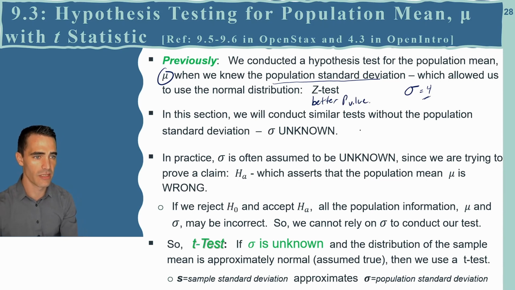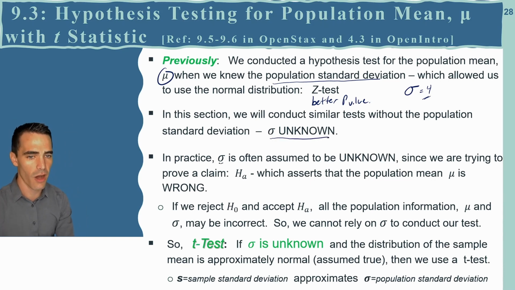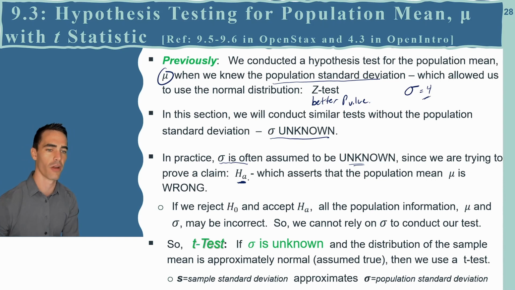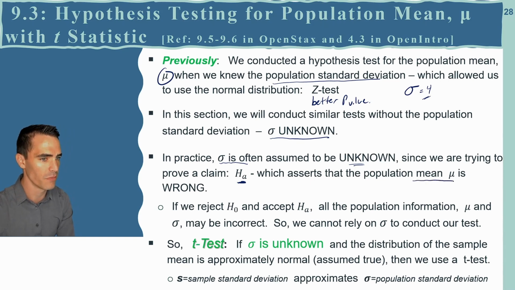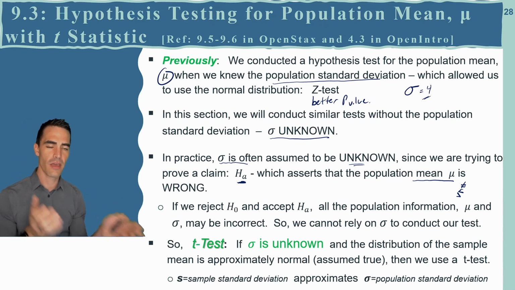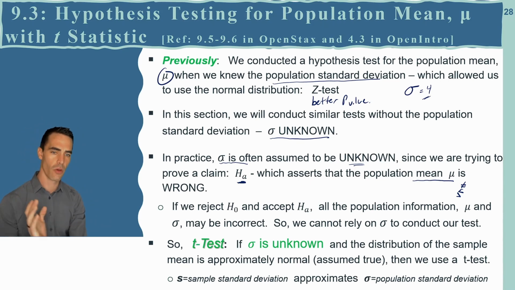In this section, though, we're going to conduct these hypothesis tests without the population standard deviation. And there's actually a really good reason for this. In practice, we often assume that the population standard deviation is unknown because the whole point of hypothesis testing is to prove our claim, that the population mean is wrong. Again, there are 3 kinds of changes: not equal to, less than, or greater than. And if we're trying to prove that the population mean is wrong, then it might be improper, especially given how far that mean may be off, to use the population standard deviation, because that also might be way off.